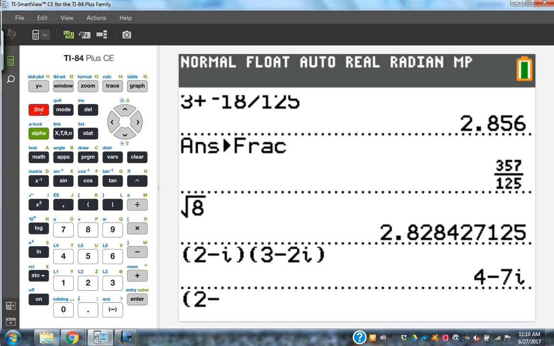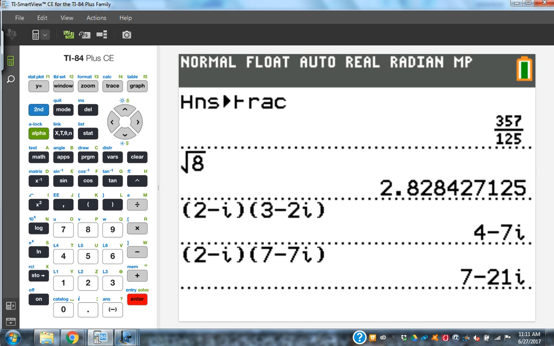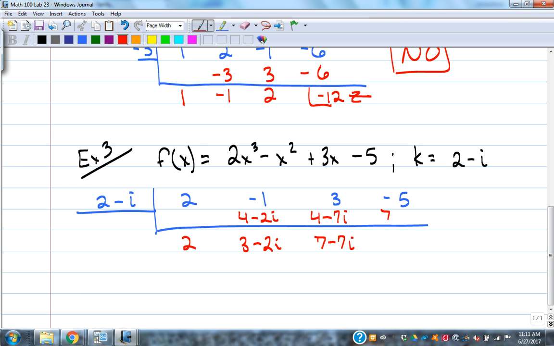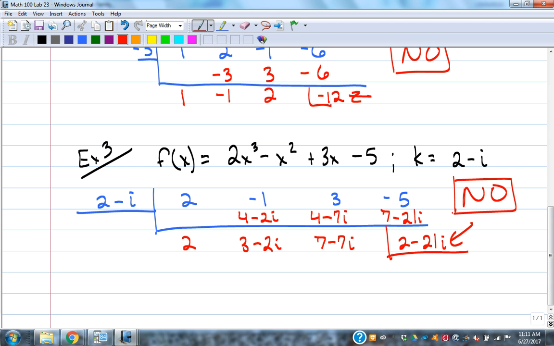2 minus i times 7 minus 7i. Okay, 7 minus 21i. Obviously, not going to get a 0 right there, so the answer to this would be no. That is not a 0 for the polynomial. So testing that with synthetic division, the remainder has to be 0 for lab 23 in Math 100.